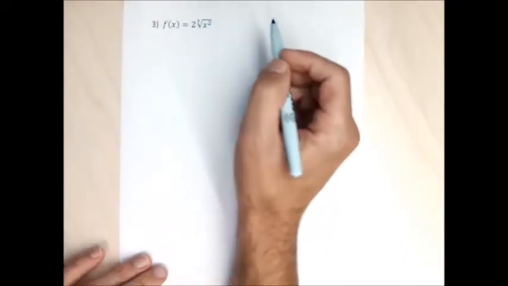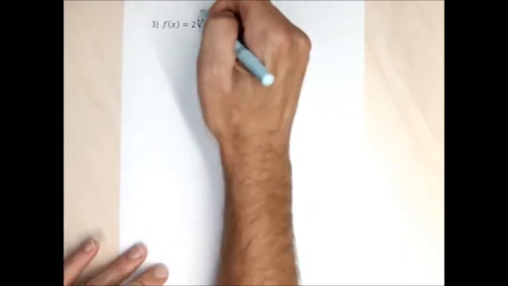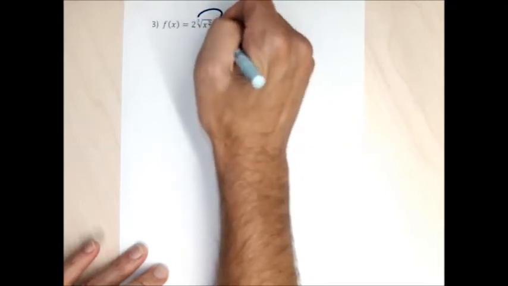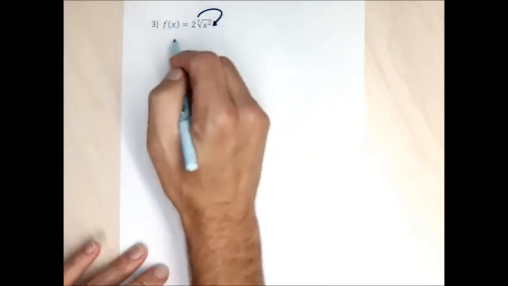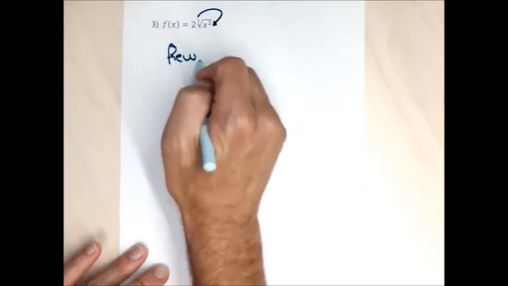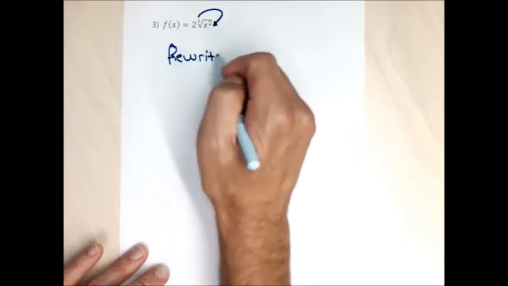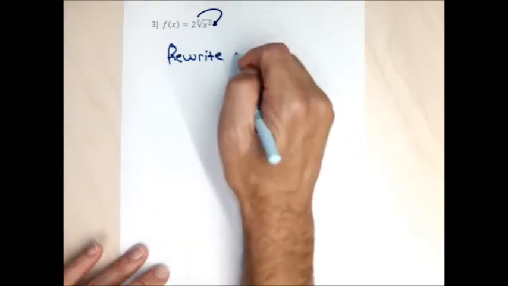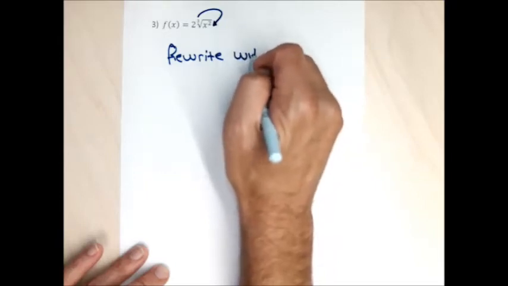For problem 3, I need to make the radical go away and make it have a fraction exponent. I take a radical and turn it into a fraction exponent by taking the index and putting it under any exponent under the radical. So rewrite with a fraction exponent is the first step.